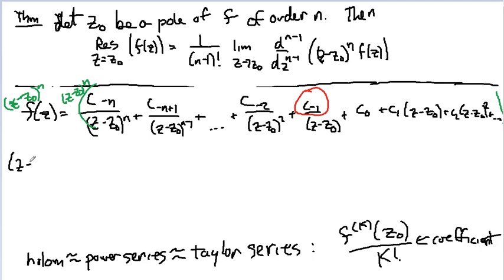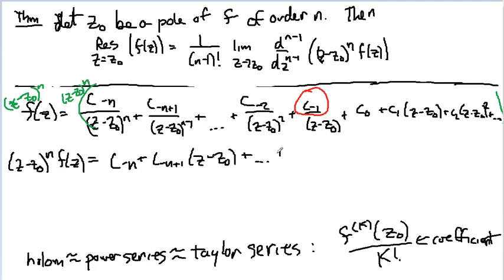So when I do that, I get (z minus z naught) to the n times f of z is equal to c to the negative n plus c to the negative n plus 1 times (z minus z naught), plus and so on, plus c to the minus 2 times (z minus z naught) to the n minus 2, plus c to the negative 1 times (z minus z naught) to the n minus 1, which is what I want.